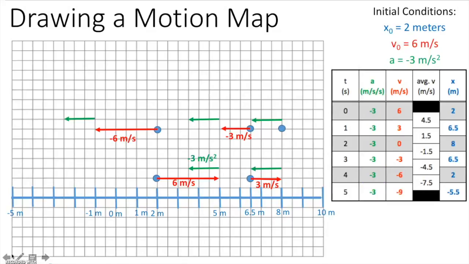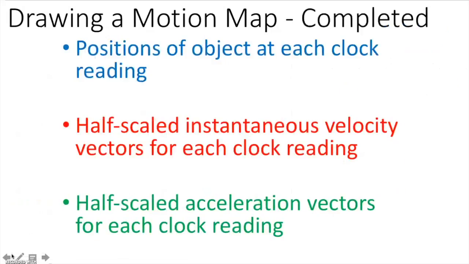It shows the positions, the velocity vectors, which are changing, and the acceleration vectors, which are uniform in direction and size. So to recap, a motion map will show our position at each clock reading, our half-scaled instantaneous velocity for each clock reading, and our half-scaled acceleration vectors for each clock reading.